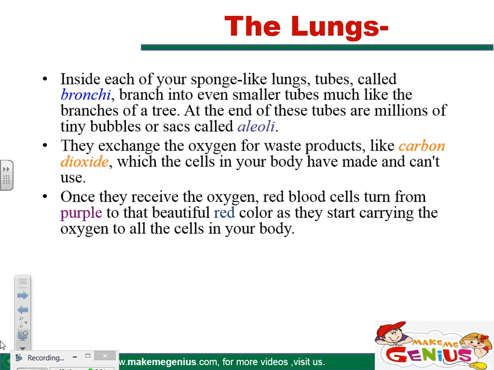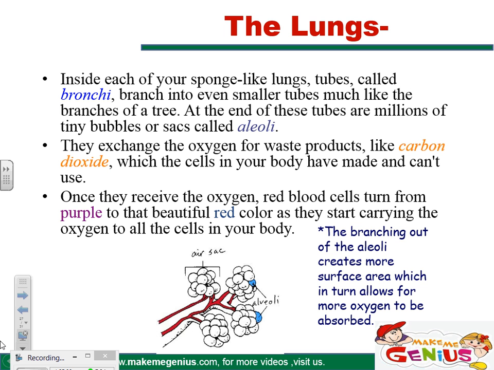Once they receive the oxygen, your red blood cells turn from purple to a beautiful bright red color. So it's the oxygen that makes your blood red. It's not red automatically. It's like a purplish blue color. And your red blood cells carry that oxygen throughout your body. That's a lack of oxygen. So if someone is turning purple because they have a lack of oxygen, that's why. Because your blood is normally a purplish color, and without the oxygen, that's the color that it is.